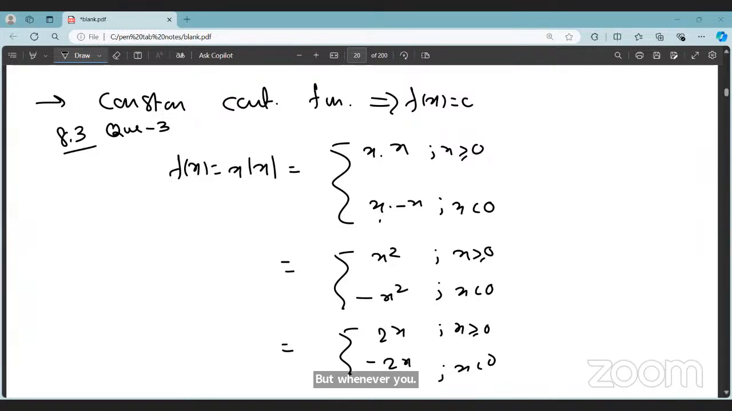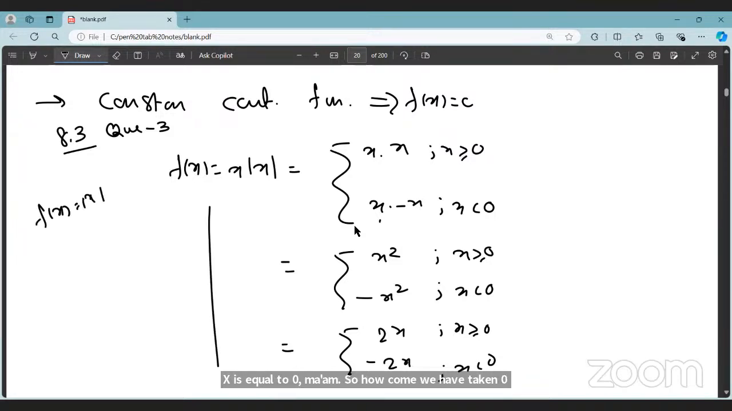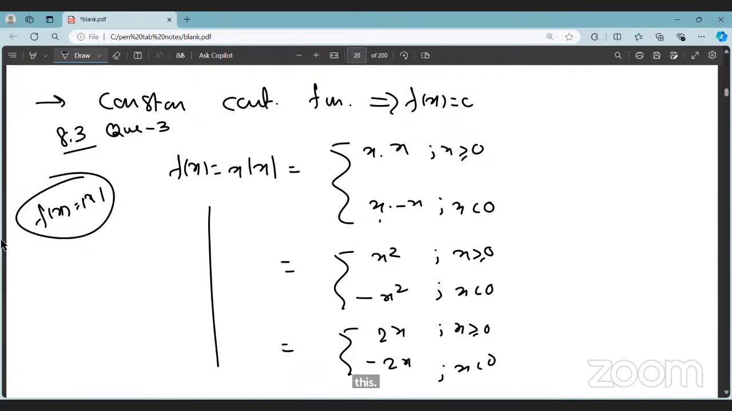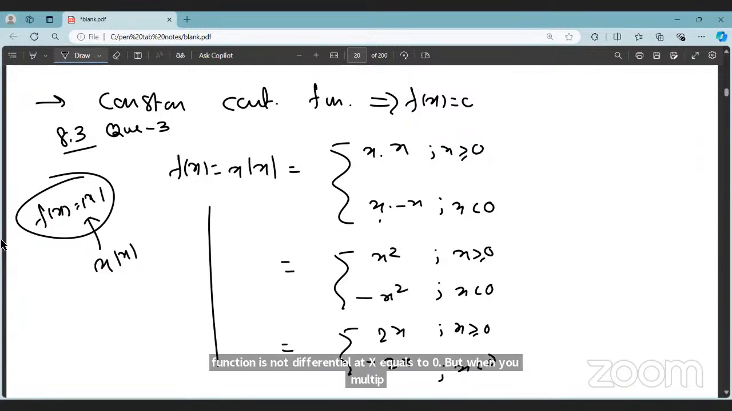Okay, so for mod we say that the derivative does not exist at x is equal to 0. So how come we have taken 0? Wait. f of x is equal to mod x. This function is not differentiable at x equals 0. But when you multiply it by x, how?